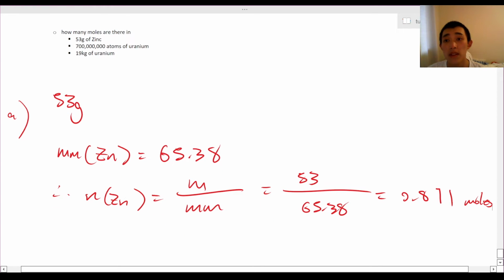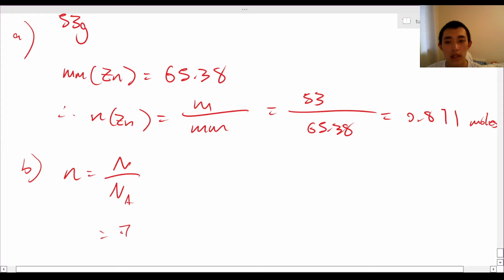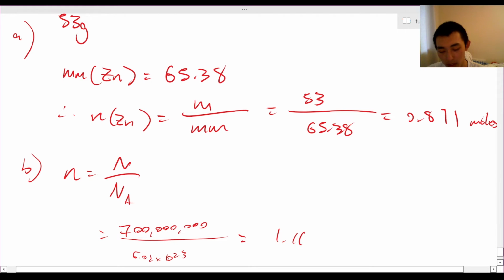So part B, 700 million atoms of uranium. Remember, n is equal to N divided by Na. So 700 million divided by 6.02 times 10 to the power of 23. Oh, that's not a lot of moles. 1.16 times 10 to the negative 15 moles. Even 700 million, which is a lot of things, is just a tiny amount of moles.